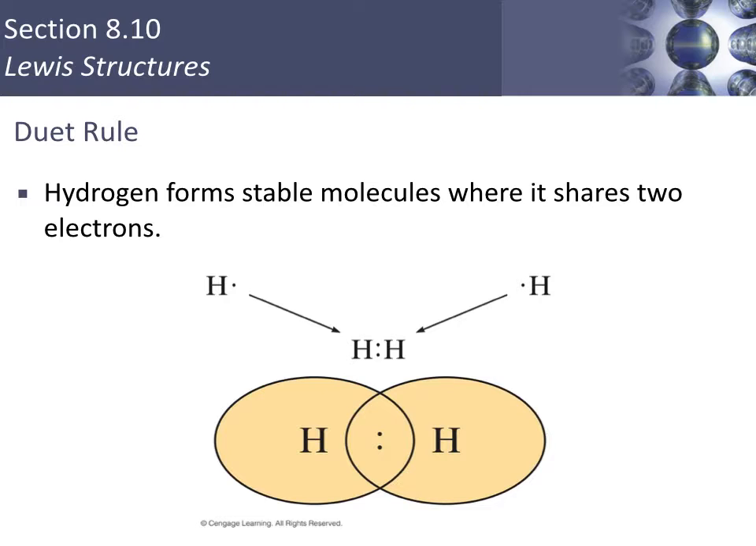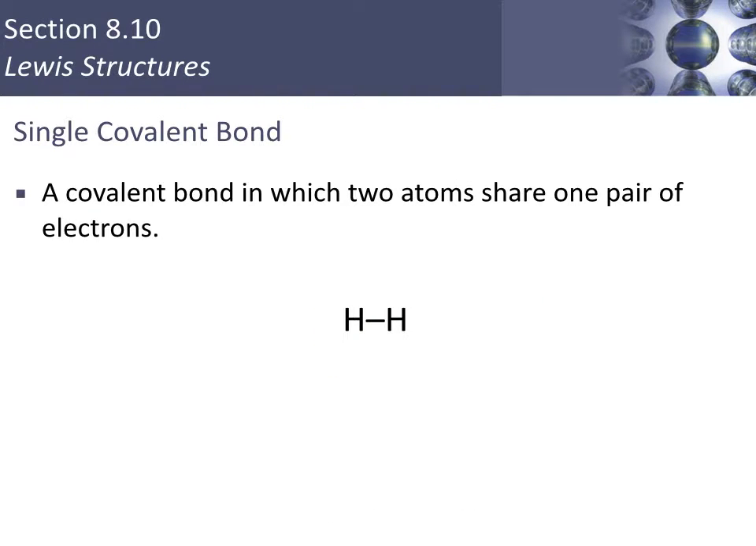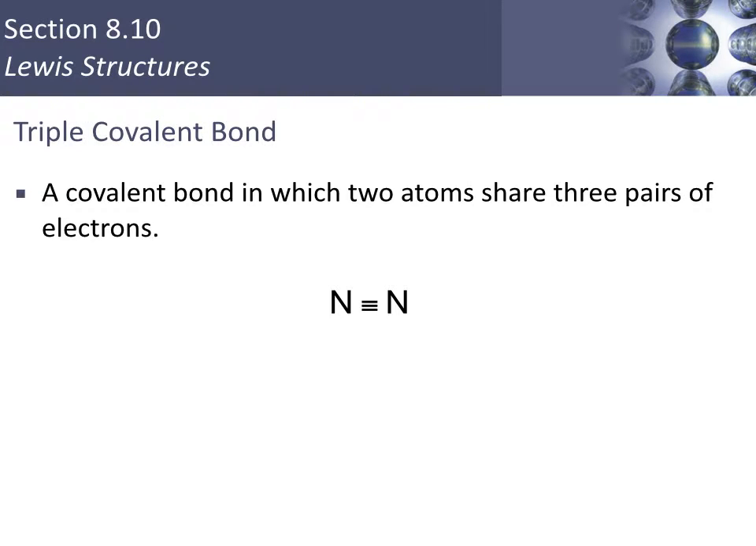I guess I use the term happy a lot, which probably doesn't apply, so let's say stable. Anyway, octet rule. Elements form stable molecules when they are surrounded by 8 electrons. You can have a single covalent bond in which the two atoms are sharing one pair of electrons, or you can have a double covalent bond where they are sharing 2 pairs of electrons. You can even have a triple covalent bond where two atoms are sharing 3 pairs of electrons.